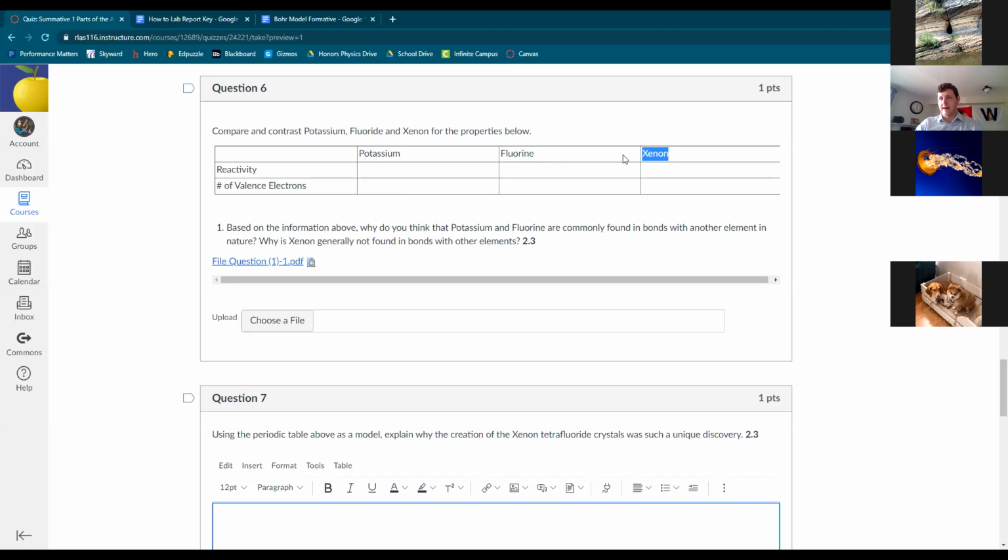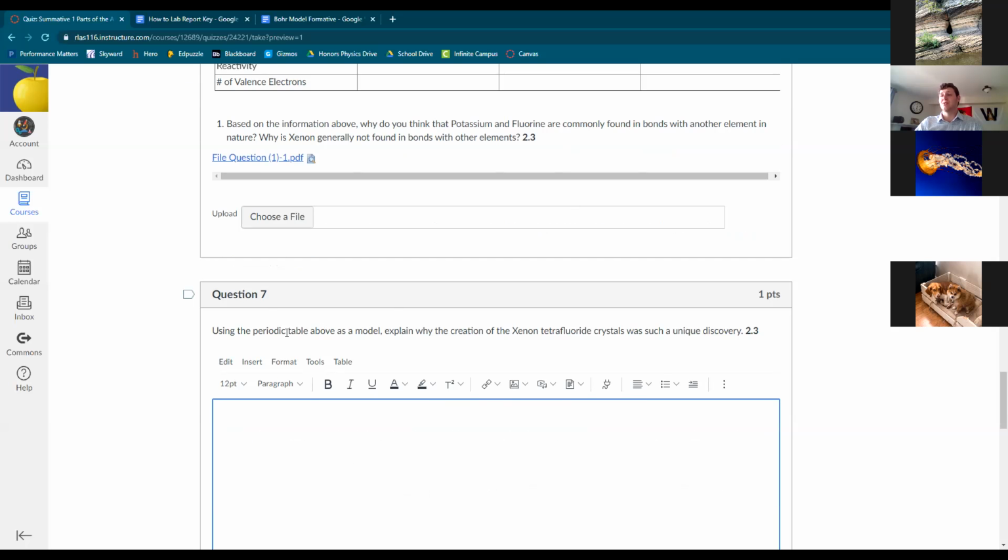Xenon is usually not reactive at all because it has 8 valence electrons, so it's already stable. It doesn't want to give away its valence electrons. It's already got 8, so it doesn't need any more to be stable. It doesn't want to give any away to become stable.